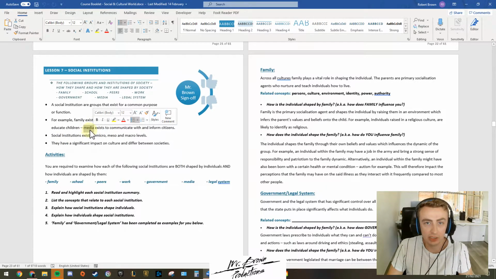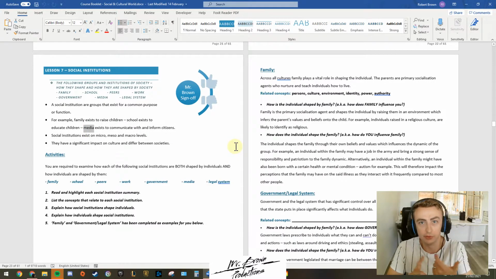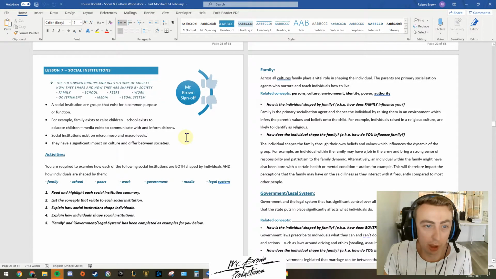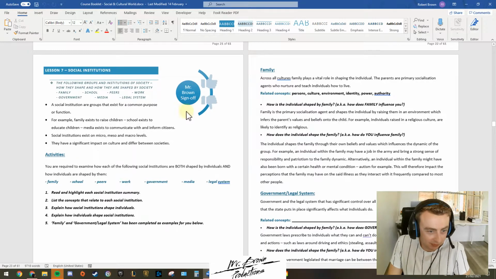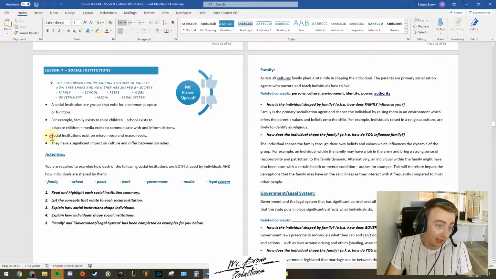And the media, for example, is another social institution. What we mean by media here is things like television, news, those kinds of outlets, and they exist to communicate with us and to inform citizens on happenings within their micro, meso, and macro worlds, as Asher would say.